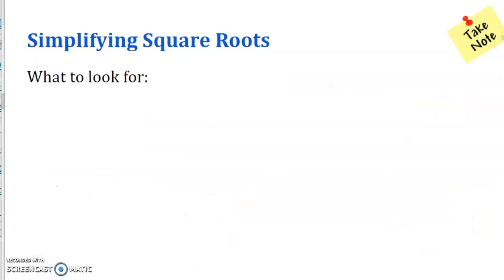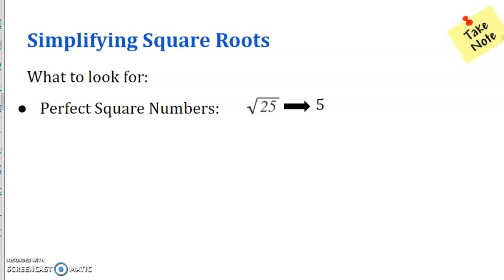So in summary, what do we look for when we are simplifying square roots? First thing is you look for perfect square numbers. So if you have square root of 25, that's going to simplify to 5. Notice that the square root sign goes away when you've actually evaluated the square root of something. A lot of students write that square root of 25 becomes square root of 5, without the square root sign going away. When you've taken care of the square root function, it goes away. It does not keep reappearing here.